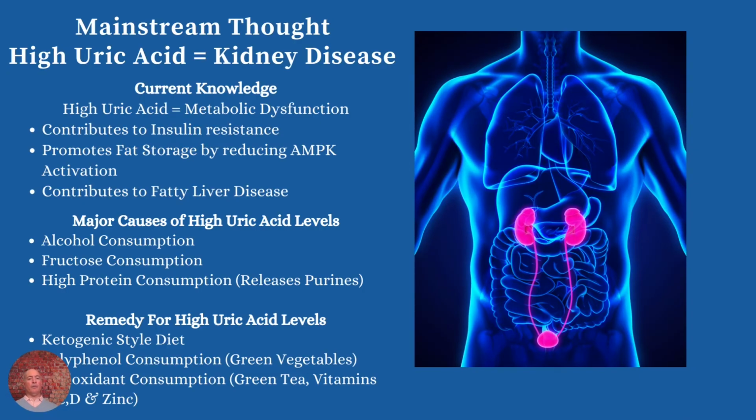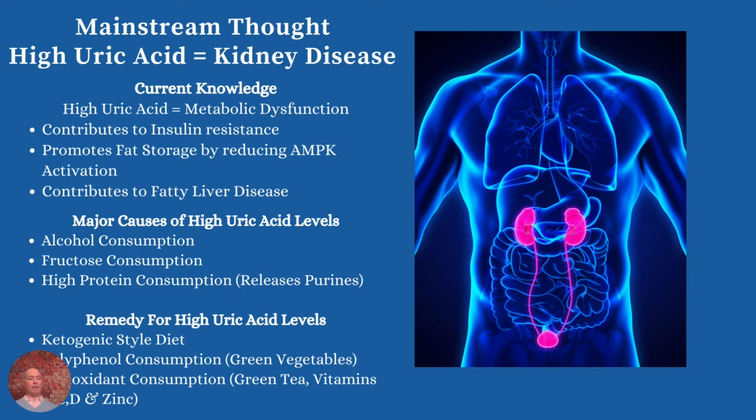So we get to our kidneys, we get to what we were talking about with high uric acid levels. Everybody knows high uric acid levels cause a certain amount of kidney stones and gout and overall kidney disease, but it does a lot more than that. It contributes to metabolic dysfunction, and how it does this, really, it inhibits the activation of AMPK.